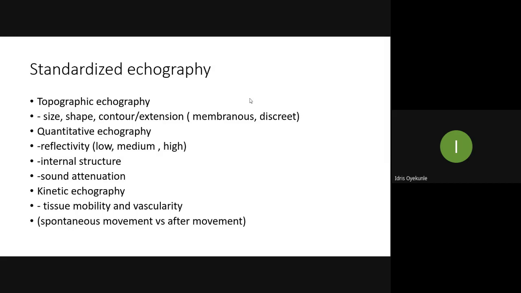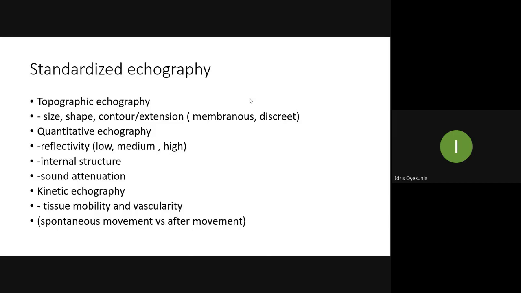Also, kinetic properties should be assessed, which includes tissue mobility as well as vascularity. Vascular tissues will probably be pulsatile, and you see that. Also tissue mobility: when patients move the eye around, does the tissue move with the eye movement? This is very important, especially when you're trying to differentiate someone who has a retinal detachment, or perhaps a choroidal detachment, or even a PVD. So it's important to incorporate all this.